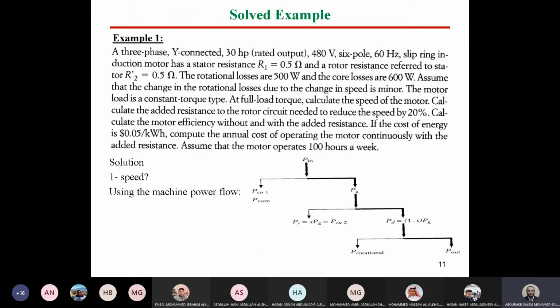So we discussed the added resistance, Shabab, and we started in the previous class in the solved problem. Today, inshallah, we will continue solving the problem on adding resistance, and we will discuss the voltage control, and if we have time, we will discuss the frequency control as well. So let's continue our example. We said last class three-phase.